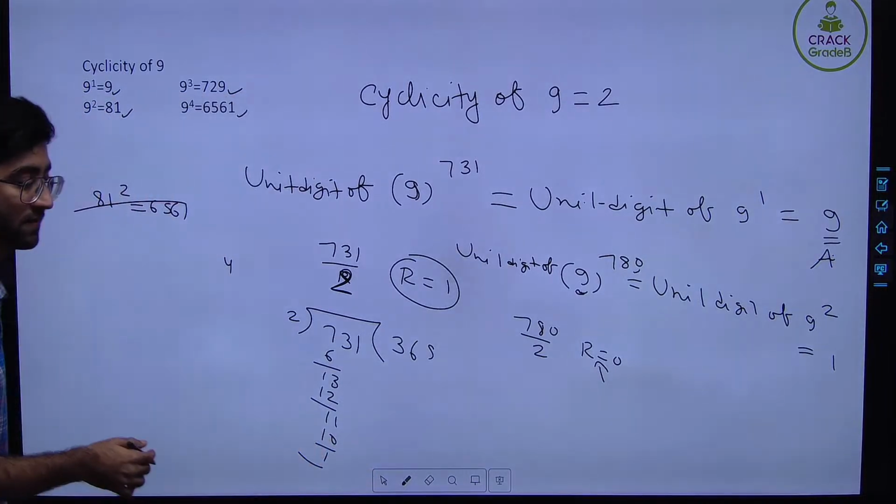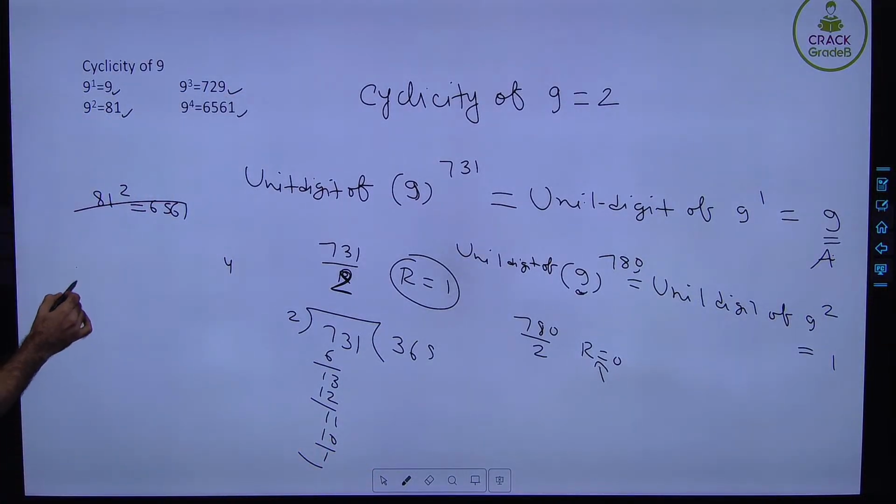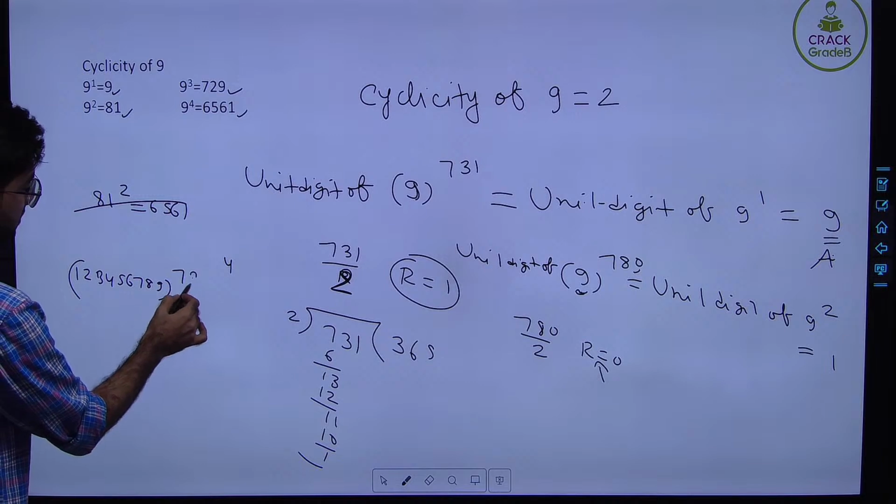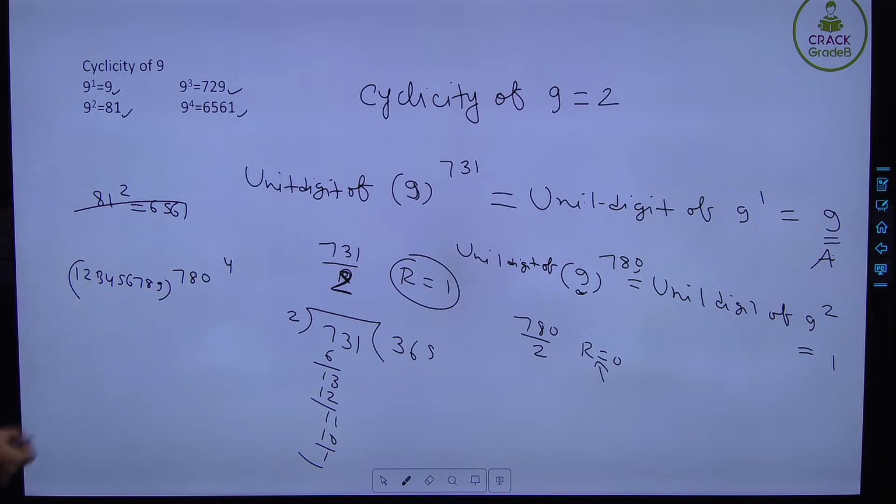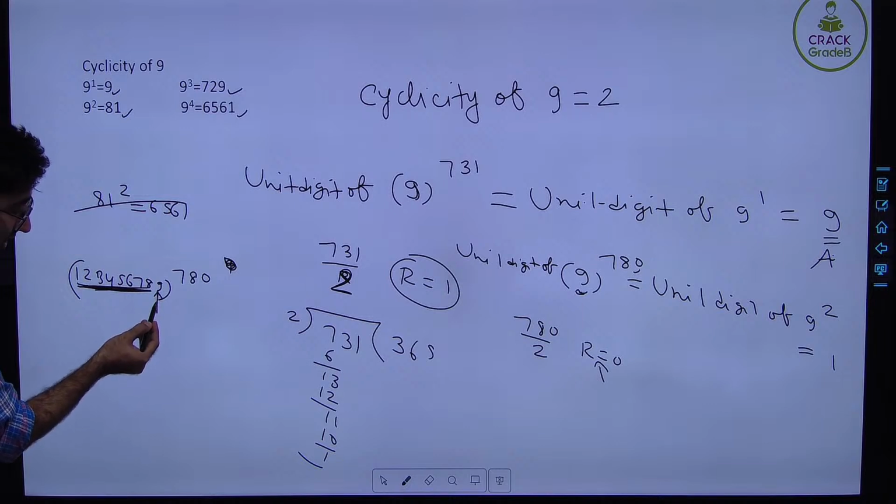Any doubt? If I ask you that 1, 2, 3, 4, 5, 6, 7, 8, 9, and you have to answer what is the unit digit of 1, 2, 3, 4, 5, 6, 7, 8, 9 to the power 780? What will be the answer? The answer will be 1. Why? Because these numbers can't change the unit digit, right? Since we have to answer the unit digit, we only have to care about the unit digit, right?